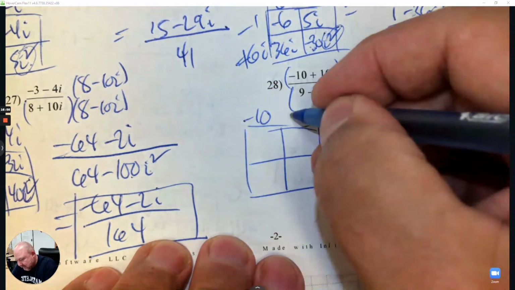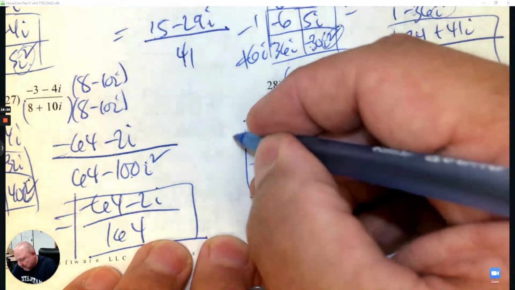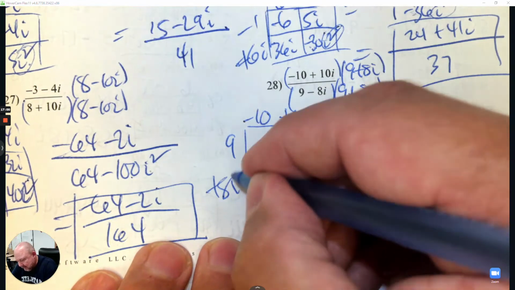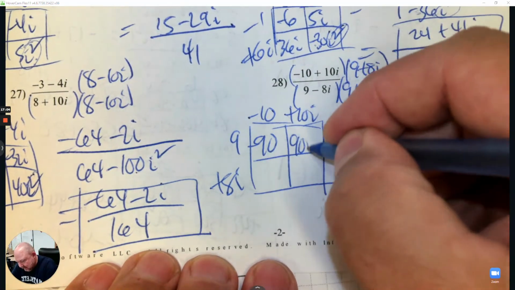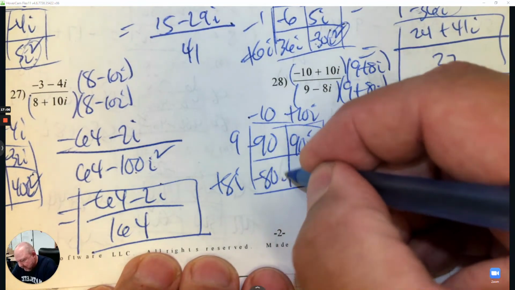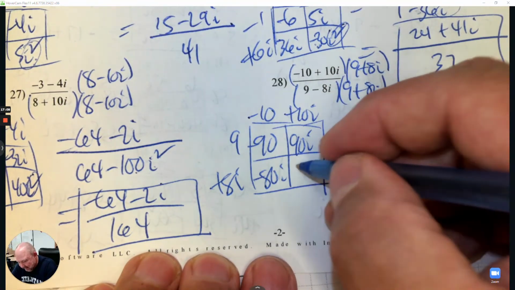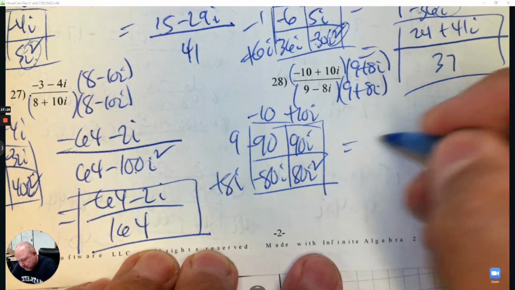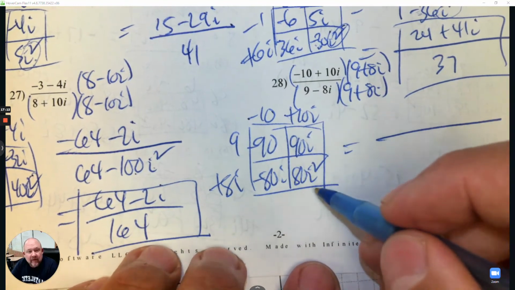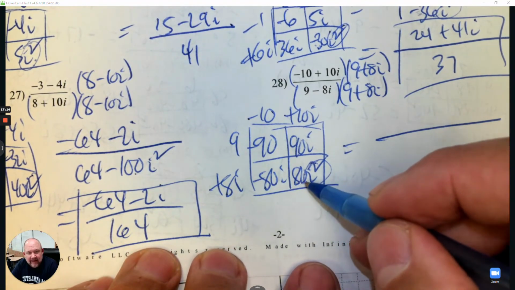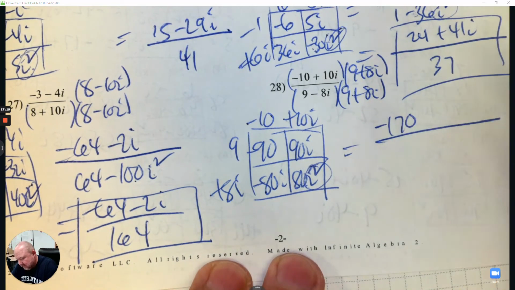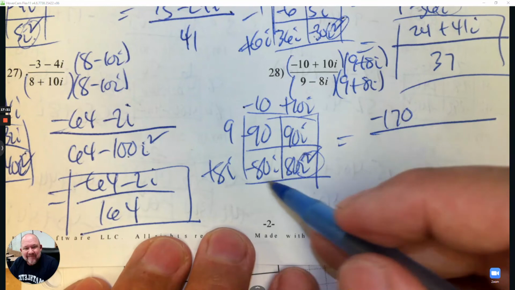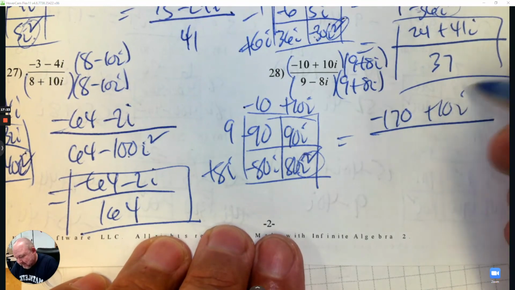FOIL. So we have negative 10 plus 10i. We have 9 plus 8i. So this is negative 90. This is 90i. This is negative 80i. And this is 80i squared. So in the numerator, again, this makes it negative 80. So negative 80 and negative 90, that's negative 170. I think that's right. Combine the i's together, that's plus 10i.